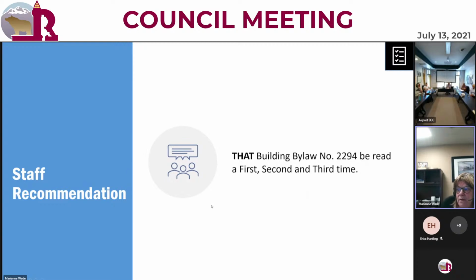So staff is recommending that council consider first, second, and third reading of the bylaws before you for the building bylaw. And I'm here to answer any questions. And I also have Mr. Bernie Zimmer here, who's been very much a part of this process since we started it.